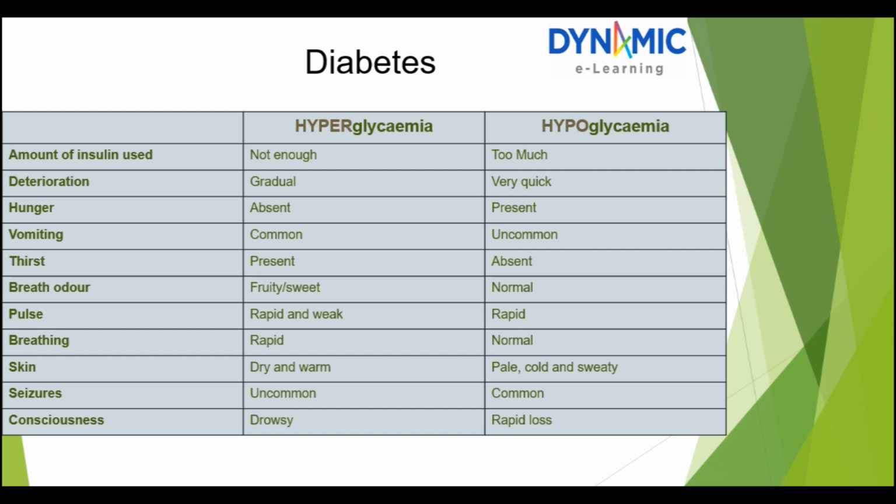With hyperglycemia or type 2 diabetes, there's not enough insulin used. Deterioration is gradual, very gradual. Hunger is absent. Vomiting is common. Thirst will be present. Breath odour will be very fruity and sweet. Breathing rapid. Skin dry and warm. Seizures in this kind of diabetes are uncommon.